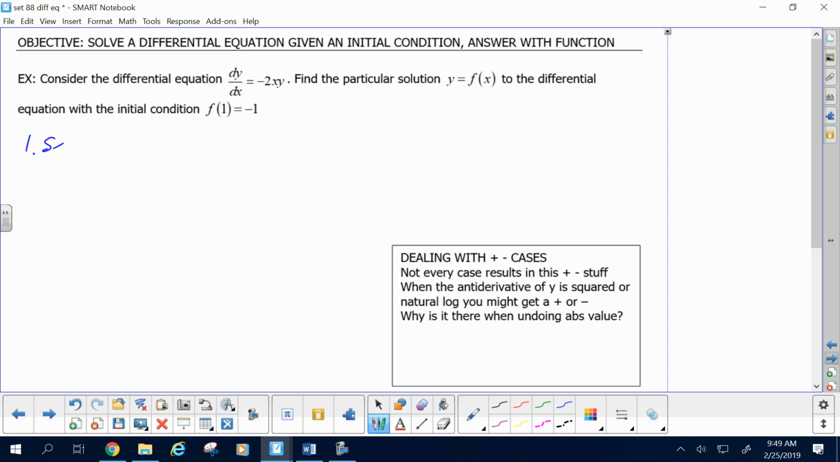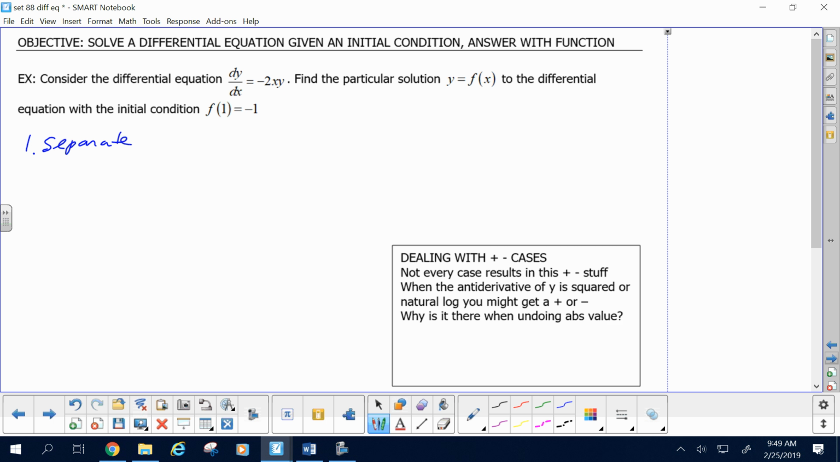So you need to integrate, but what's the first thing you got to do? Separate the variables. So when I separate, I want the y's together, the x's together, and a constant, well, you get to choose. It's up to you which side you put it on. Would it be best to leave negative 2 on the right side, or move it over to the left side?